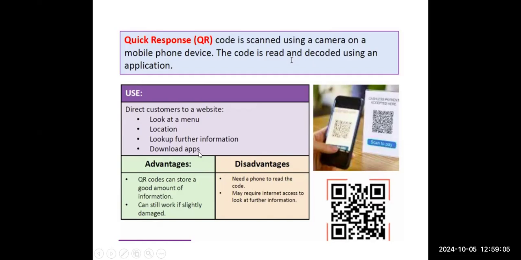Download application also. QR codes can store a good amount of information, and can still work if slightly damaged. Disadvantages: need a phone to read the code. Need a phone to read the code. Why? Because we use it with the phone, the smartphone. May require internet access to look at further information. If you want to look at further information through websites or something like this, you need internet.